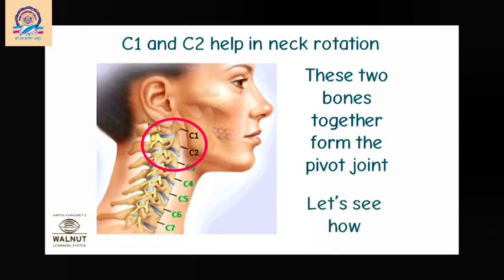So our head and our neck are connected using C1 and C2. These are the names given to the first two bones of our backbone. These two bones together form the pivot joint. Remember that bones C1 and C2 together form a pivotal or pivot joint. Okay, is it clear, Bacha Party?